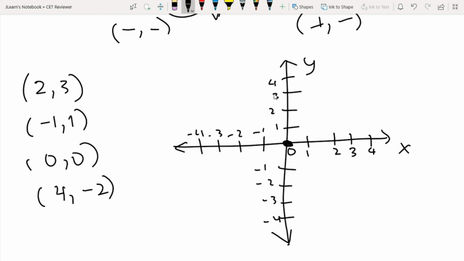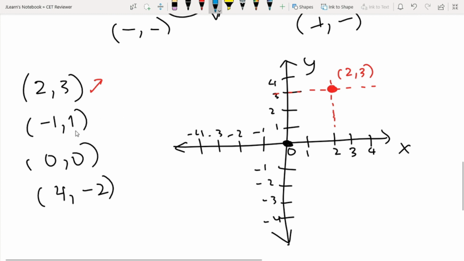Okay? So, una, sabi sa atin is, we plot the point (2, 3). So, tingin tayo sa x na 2. Ito yung 2. And then, 3 sa y. So, ito yung 3. Kunin mo lang yung intersection nila. And, yan na yung point (2, 3) kagad.